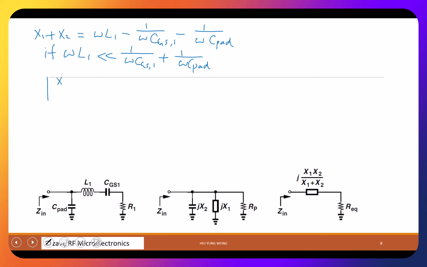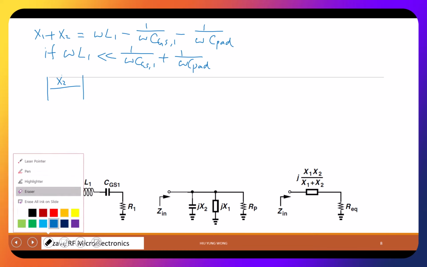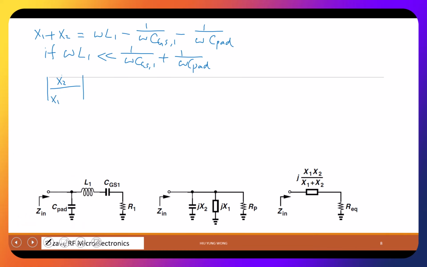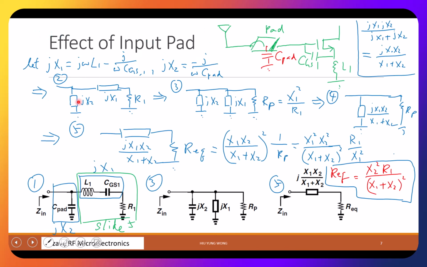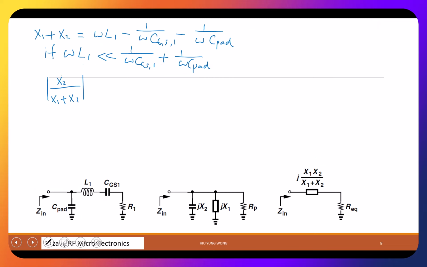The reason we do this approximation is to make our life easier. But now you have Excel, MATLAB, Python. You can always just do the exact solution. So what is the factor that is used to scale R1? Remember, this is the factor x2 divided by x1 plus x2 squared, right? We're talking about their magnitude. So I care about their magnitude.